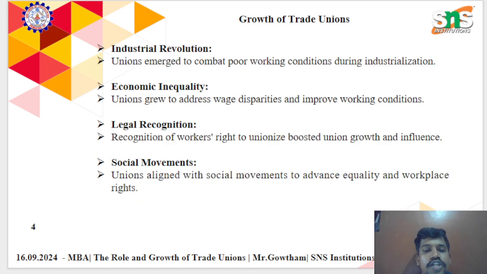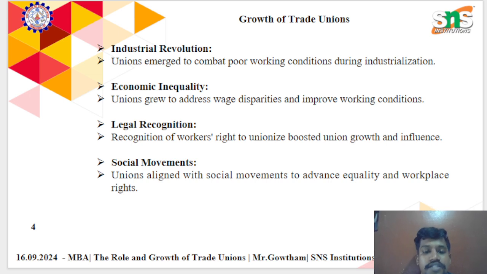What is the growth? Growth relates to economic inequality, legal recognition, and social movements. These are the things indicating their growth and development in the future. Unions emerged to address poor working conditions during industrialization. They address economic inequalities and wage disparities, and improve working conditions at lower levels. We should ensure that people are not working in poor situations below the poverty line, and support them to grow.